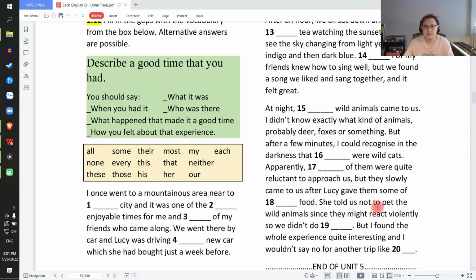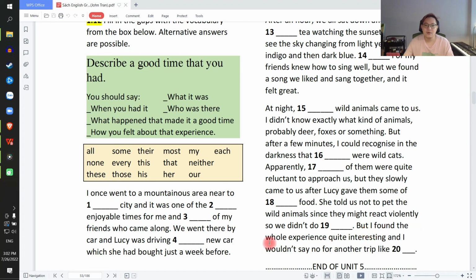Okay, she told us not to pet the wild animals since they might react violently, so we didn't do that.